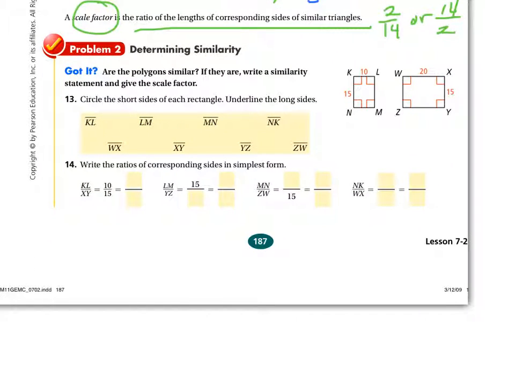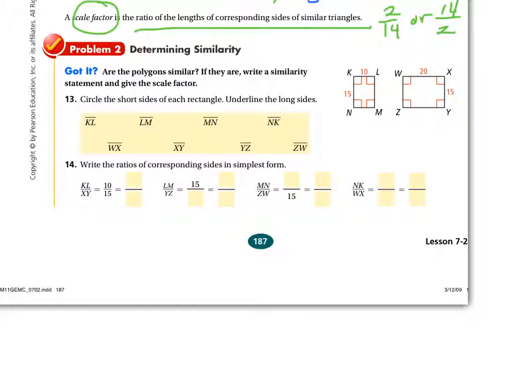Are the polygons similar? If they are, write a similarity statement and give the scale factor. So you'll look at the proportion of their corresponding sides. That gives you the scale factor. You have to check every single corresponding pair of angles to make sure that they're equal, and all 4 of the corresponding proportions to make sure that they're equal. It's not good enough to just have 2 or 3. They all have to be equal.